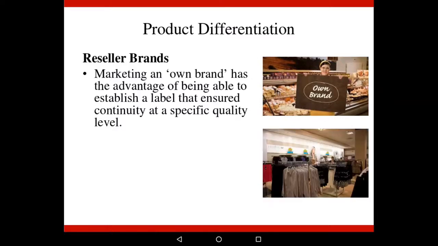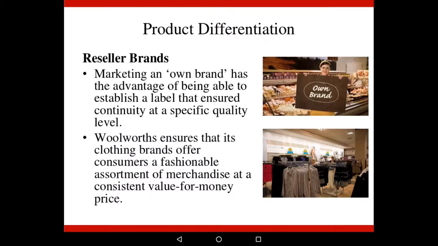Okay? Woolworths is a very good example. They have a clothing brand that offers consumers a fashionable assortment of merchandise at a consistent value for money price. That's why Woolworths does so well, because they offer fashionable products, but at the same kind of price level and quality level, year in and year out.